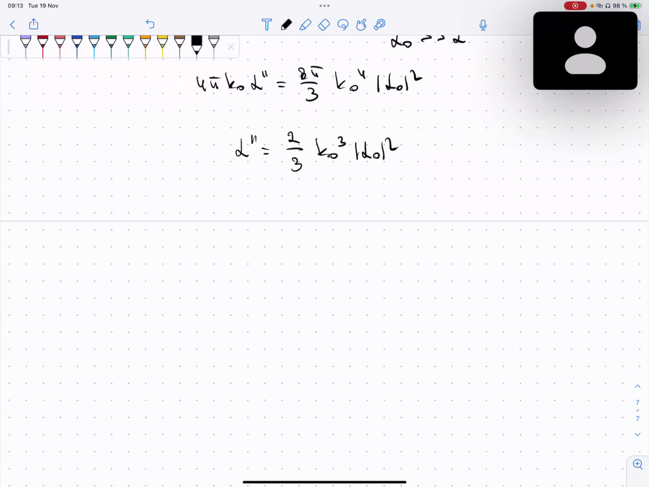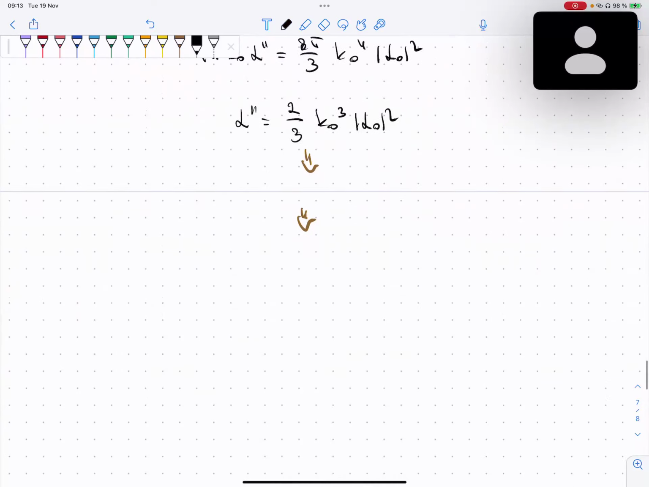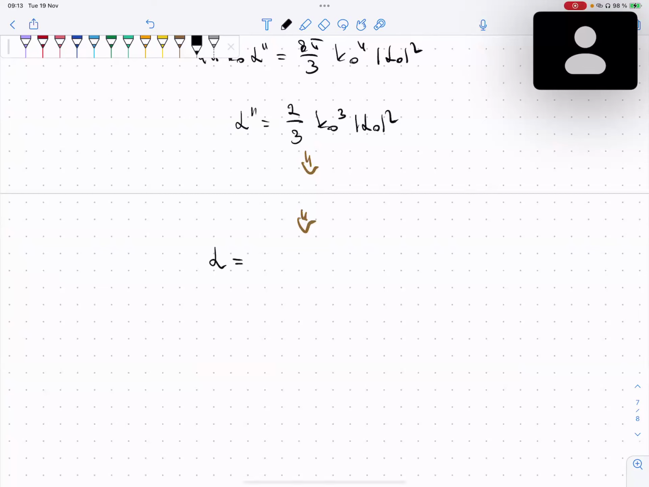So the polarizability in the end is the following: the polarizability of the particle is alpha 0 plus 2 over 3 I k0 to the 3rd power alpha 0 squared. Well, it's positive, so it's a real number. Something like this.